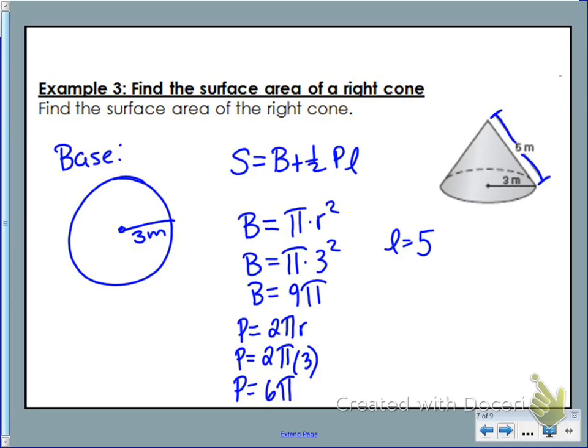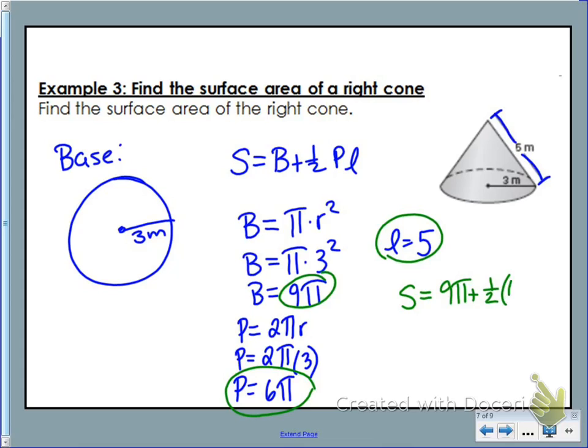So now that we have the 3 parts that we need, the area of the base, the perimeter of the base, and the slant height, we can plug it into the formula that we have. So surface area equals 9 pi plus 1/2 the perimeter, which we found to be 6 pi, times the slant height of 5. Check that you can calculate this with me. We should be finding the surface area to be about 75.4 meters squared.